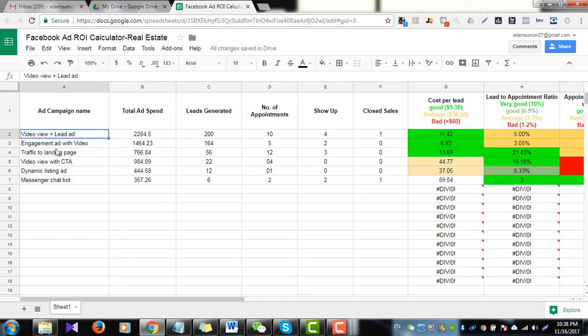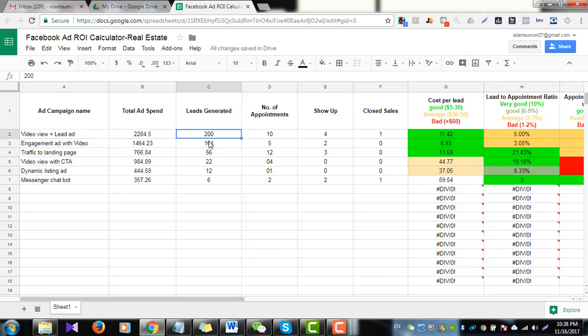So let's say you run an ad which is a video and lead ad combination. Write down the spend you have had so far, which can be for a month or for a week. As a result, obviously your main goal for most Facebook ad campaigns will be to generate leads, so write down the leads you have generated. You should have a tracking system.